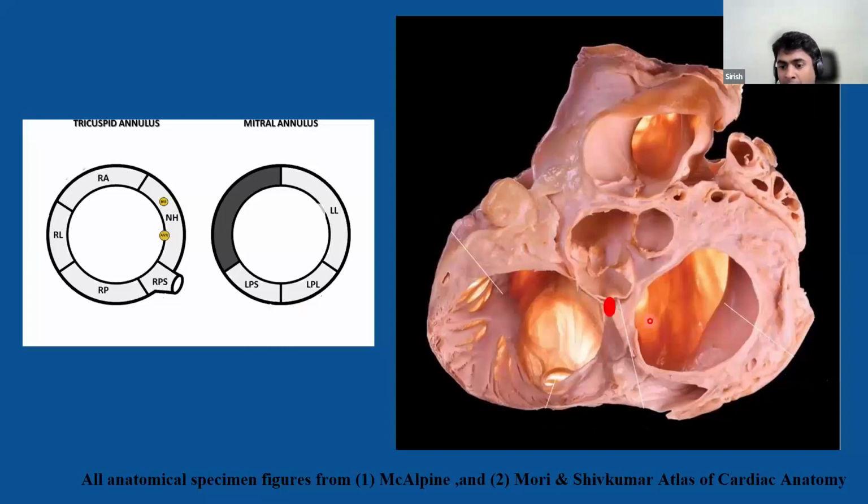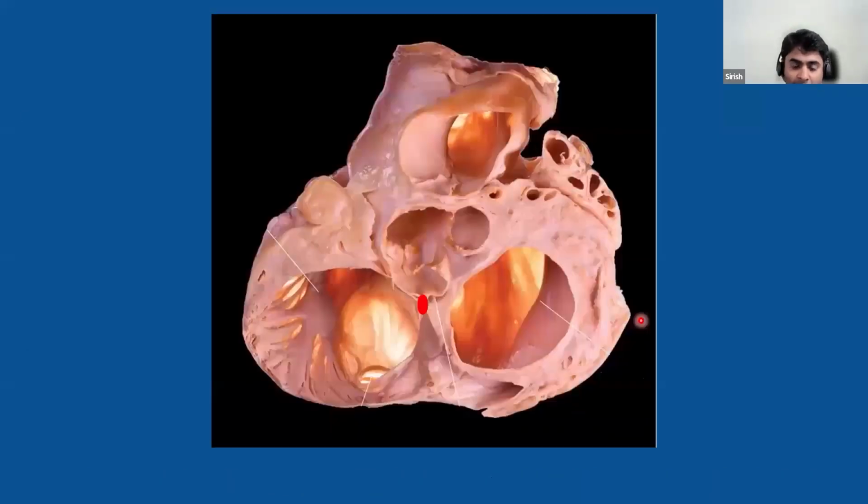So we have seen that there is a septum, the non-coronary cusp, the right coronary cusp, and then we have the left coronary cusp. What is shown in red is the penetrating bundle of His right at the junction of the septum and the non-coronary cusp. So we'll continue with this specimen.